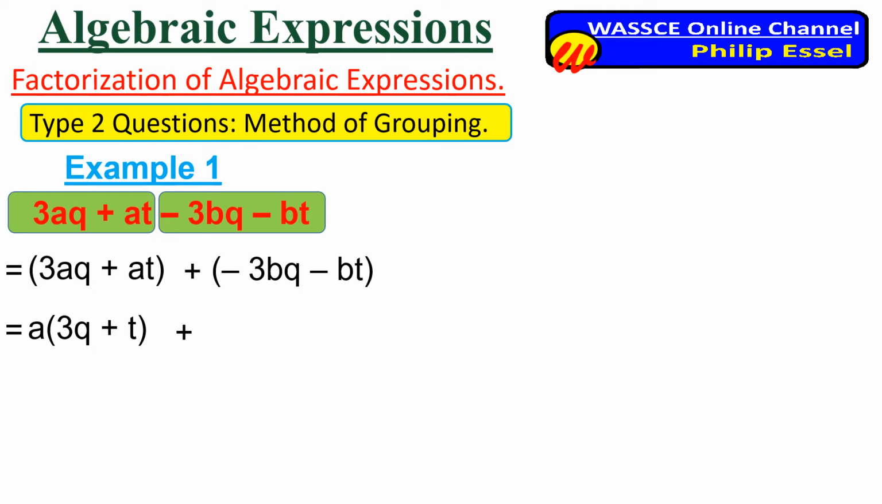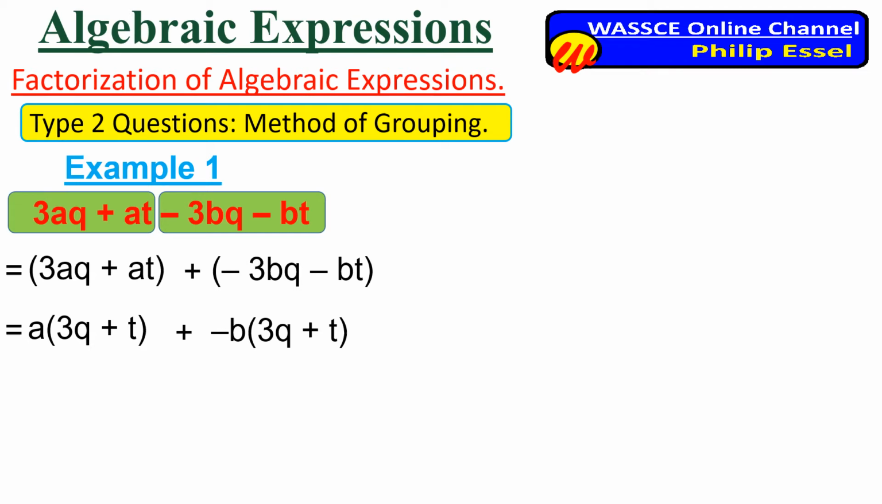When you pay attention to the second group, you realize that the item negative b is the common factor. You have negative b in negative 3bq. You also have negative b in the negative bt. So we would factorize negative b outside of the bracket and leave the other items within the bracket. So when we do this, we would get negative b, bracket 3q plus t, bracket closed.